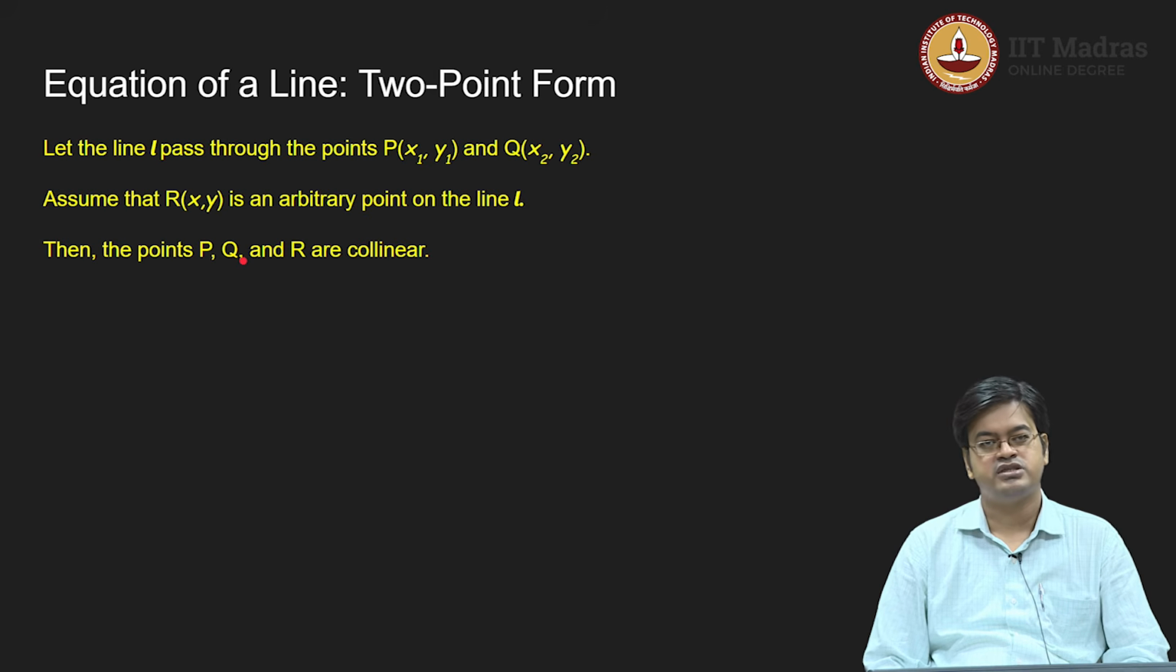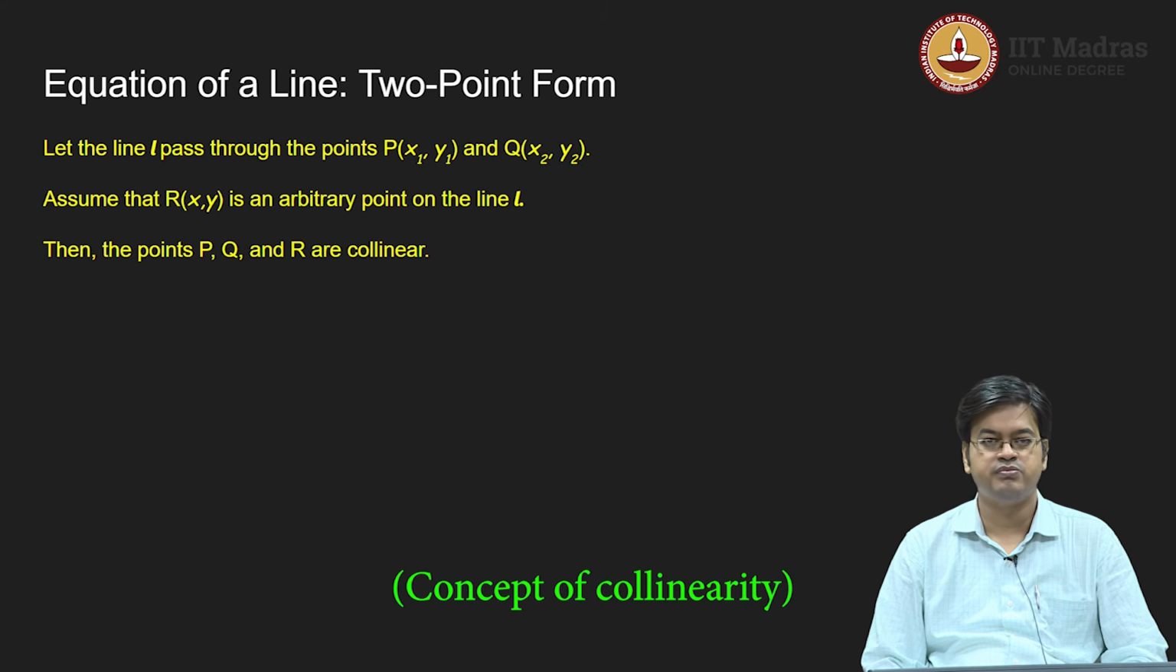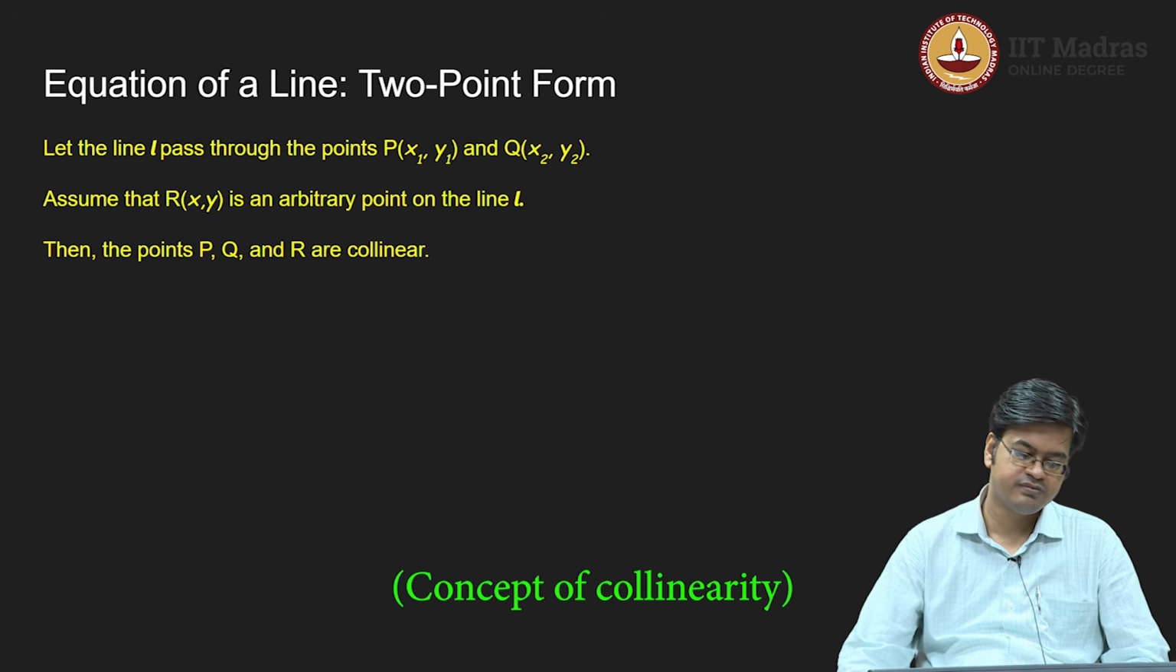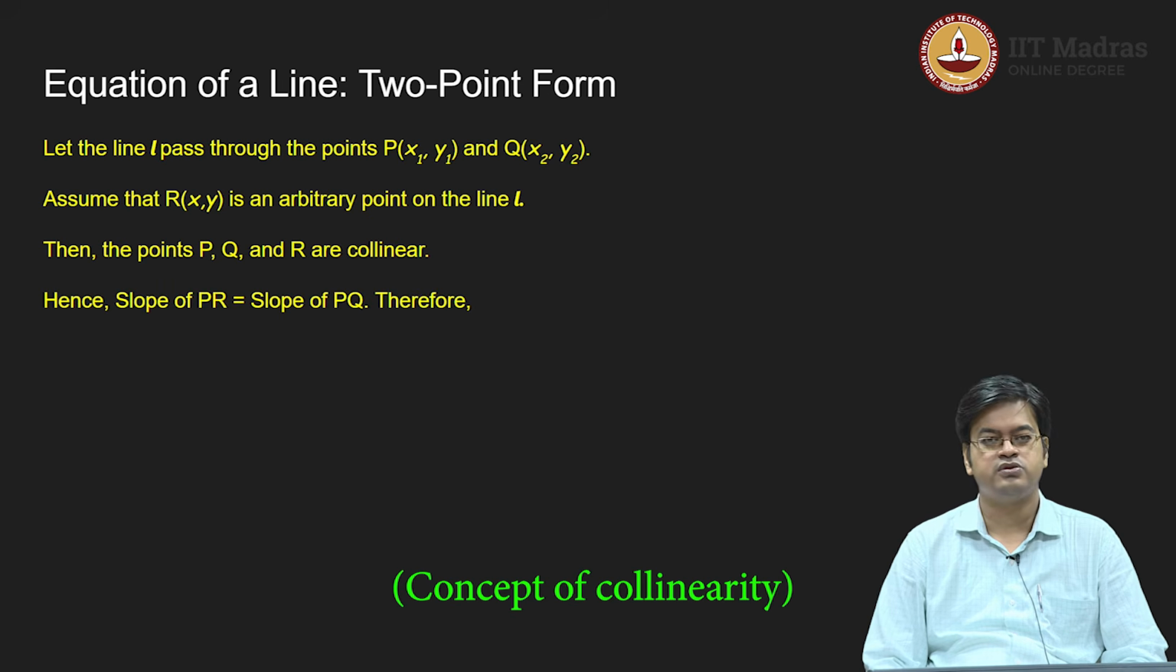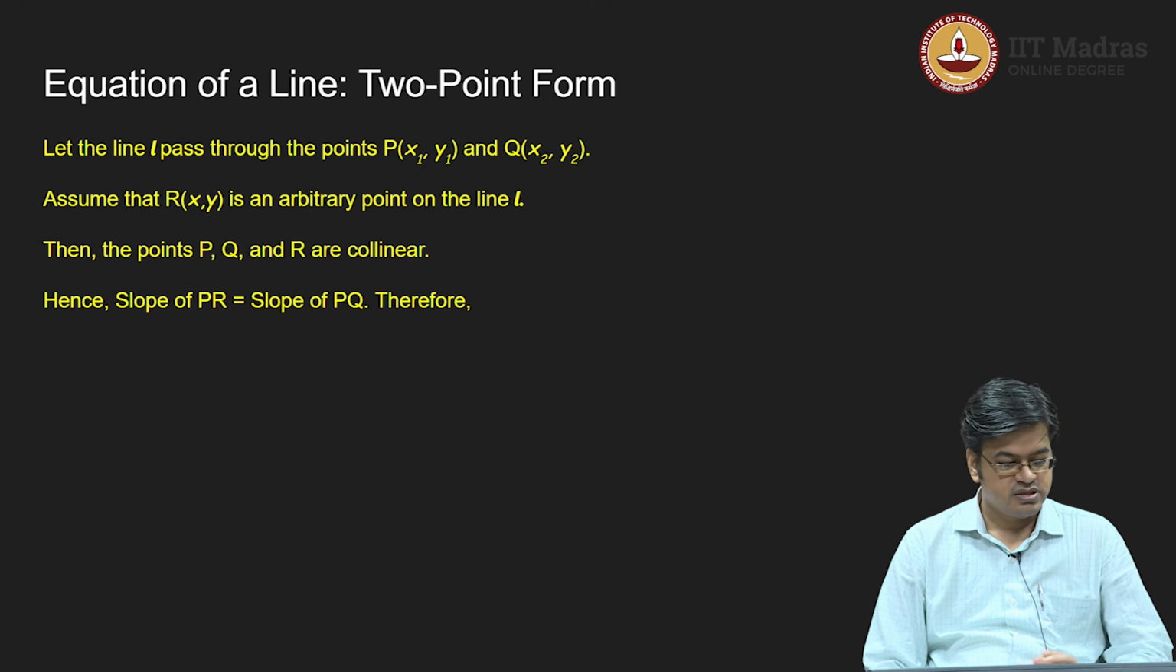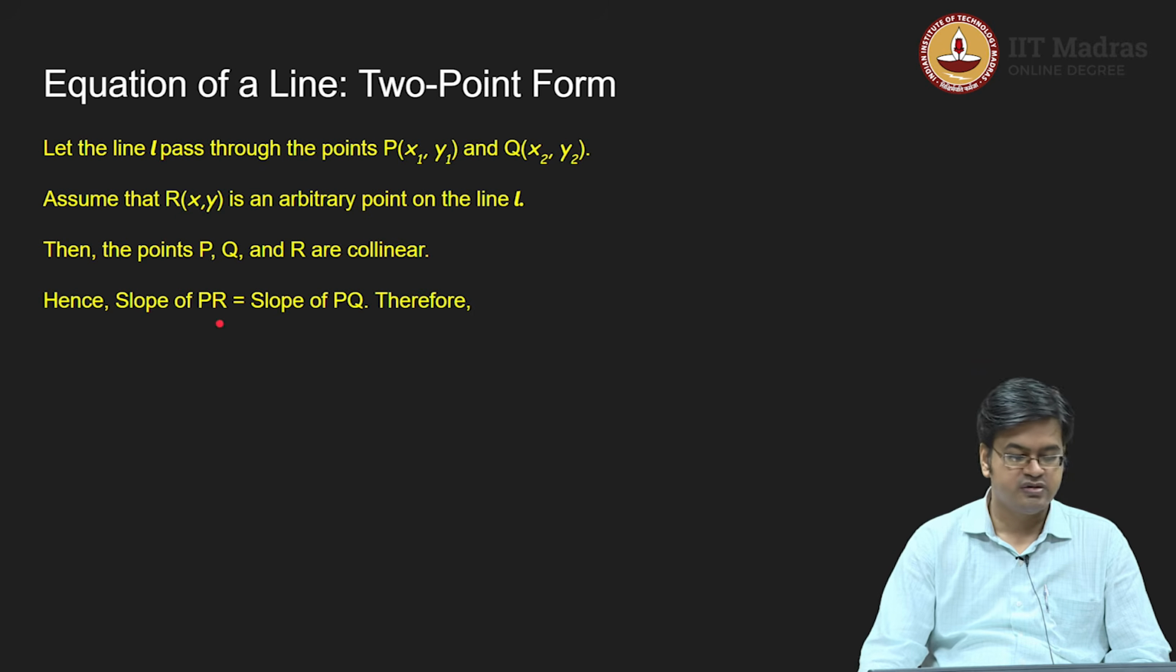Now because these points are collinear, what can you say about slope of line PR and slope of line PQ? Both must be same or equal. So slope of PR is equal to slope of PQ because they are collinear. So if this is the case, then what is slope of PR? You can easily figure out. P is this x1 y1 and R is xy. So the slope of PR, first you consider change in y, y minus y1 upon change in x, that is x minus x1, that is slope of PR.